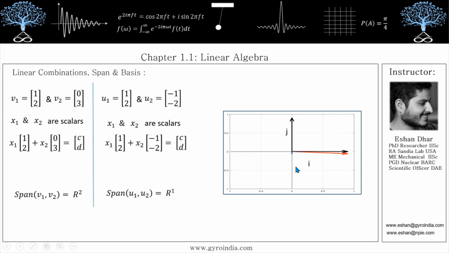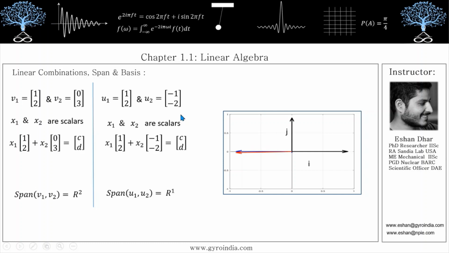The trick is to use the linear combination of these two vectors. But can any two vectors, for example in two dimensions, achieve this? This ability is measured by the span of a set of vectors. Any two-dimensional set of vectors, if they are mutually independent, can span the two-dimensional vector space completely.